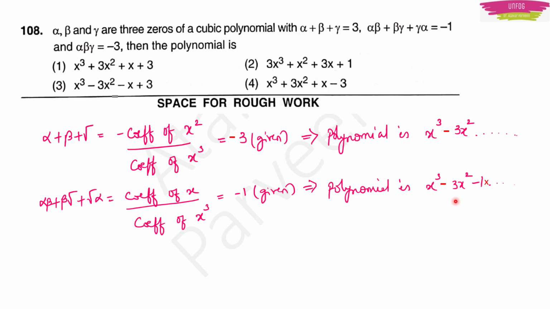Further, if you are not having any match from the options, you can go for alpha beta gamma equal to -3 also. But I found the match here only because x cube minus 3x square minus 1x. So here only one option is showing this type of polynomial. That is option 3. X cube minus 3x square minus x plus 3. Okay. So that will be your correct answer.